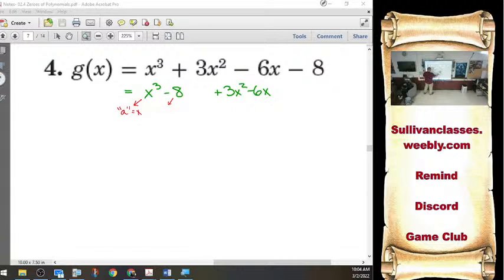Why are we putting parentheses there? Remember, the forms are a cubed minus b cubed or a cubed plus b cubed. It's already taken care of in the problem. This is x minus 2, x squared minus 2x plus 4.